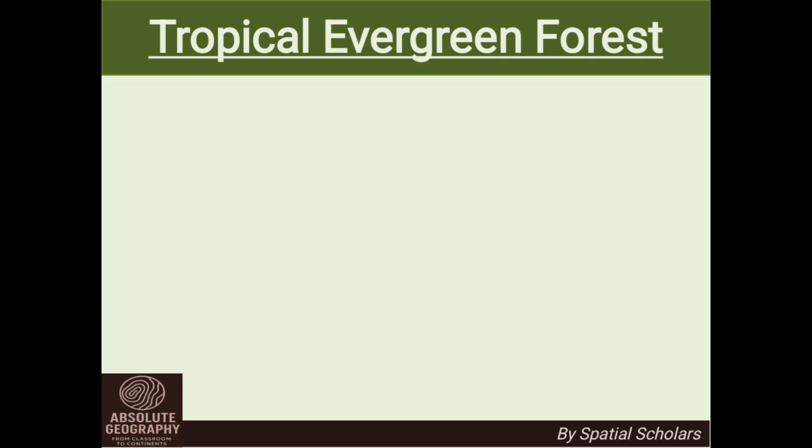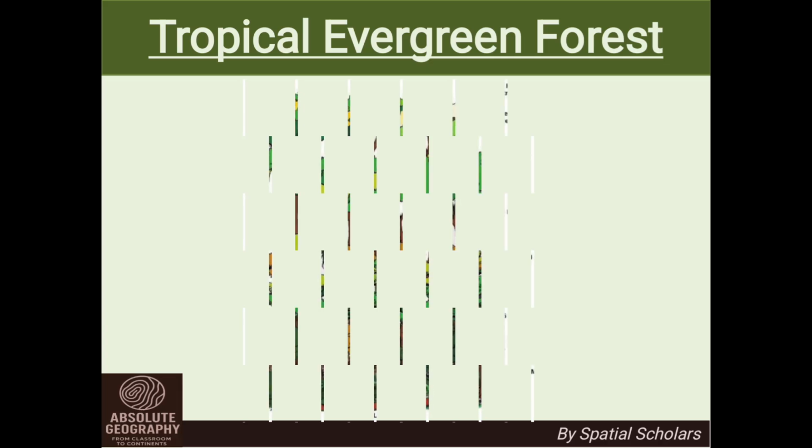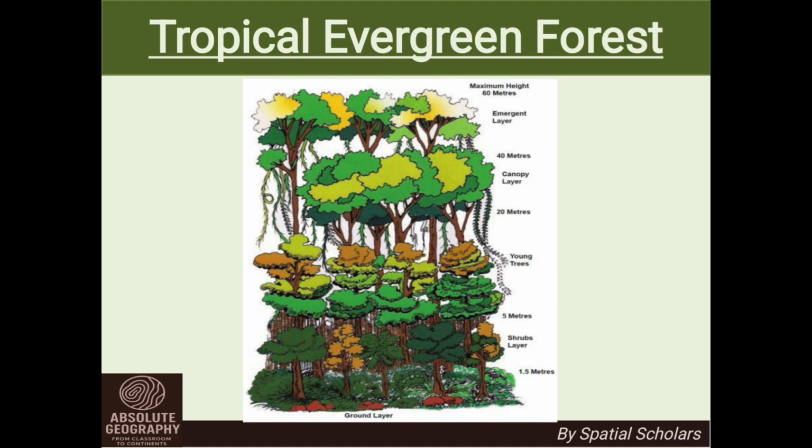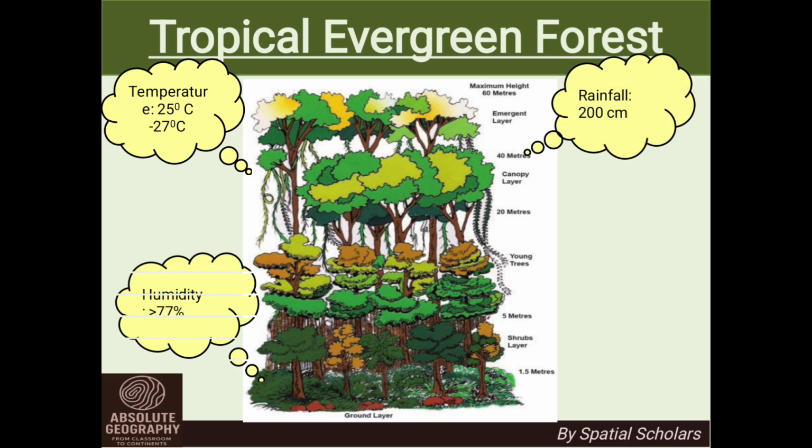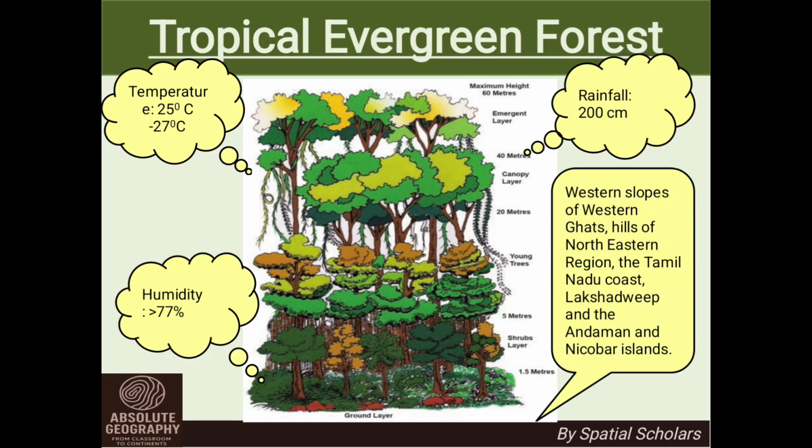As the name suggests, they are found in the tropics and are evergreen. That is, they don't shed their leaves and are always a lush green. For this to happen, there are specific climatic conditions that need to be satisfied. First, temperature should be between 25 to 27 degrees Celsius. Rainfall should be about 200 centimeter annually. And humidity should not be less than 77%. These are the conditions in which evergreen forests thrive.